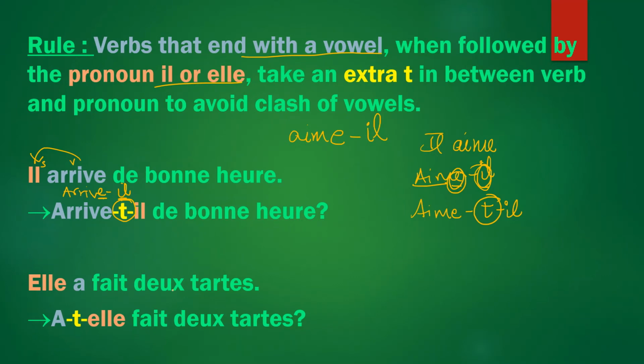Same way. Elle a fait deux tartes. She made two pies. So this is the subject, this is the verb. You need to interchange the two. So when you actually do it, it will be a elle. Can you see the clash? A and E. So you have to put a T in between. So it becomes A-t-elle fait deux tartes? Did she make two tarts? This is the second rule.